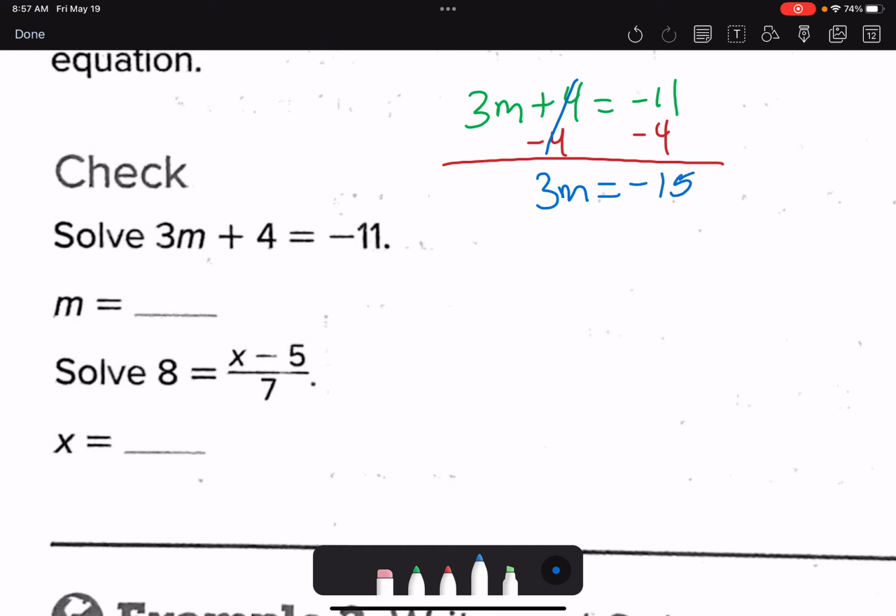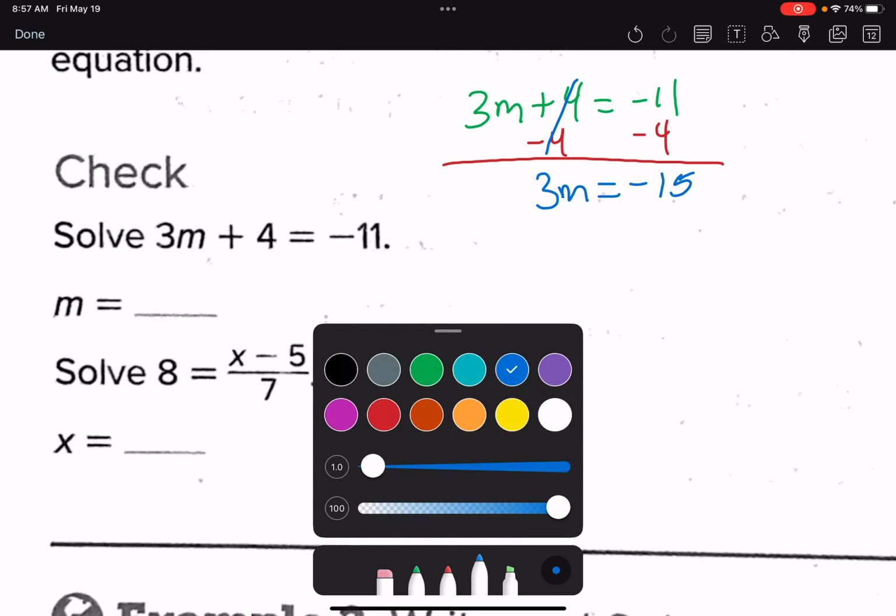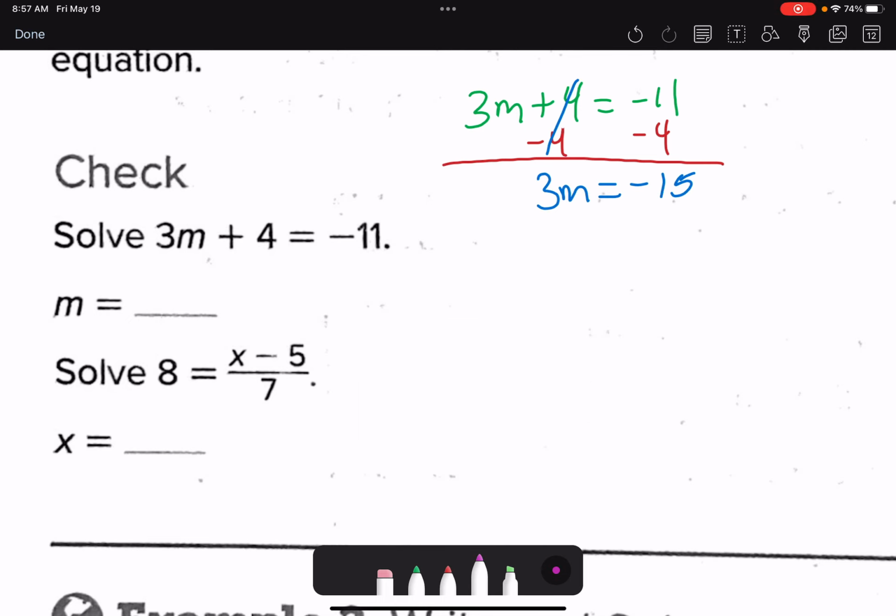Then I have 3 times m. How do we get rid of times? We divide. So I'm going to divide 3. Divide 3. I'm going to put my line of separation here so I know the steps. These cancel out to a 1, positive 1. And so I am now done. This is the last step. M is alone and positive. -15 divided by 3 is -5. So this is my answer. Go ahead and check your work.